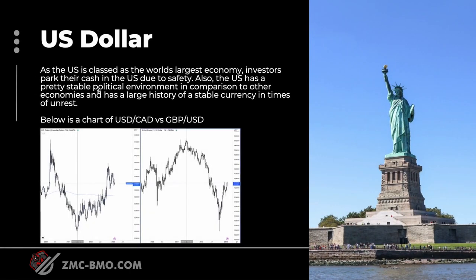So the US dollar. As the US is classed as the world's largest economy, investors park their cash in the US due to safety. Also, the US has a pretty stable political environment in comparison to other economies and has a long history of a stable currency in times of unrest. Below is a chart of USD CAD versus GBP USD.